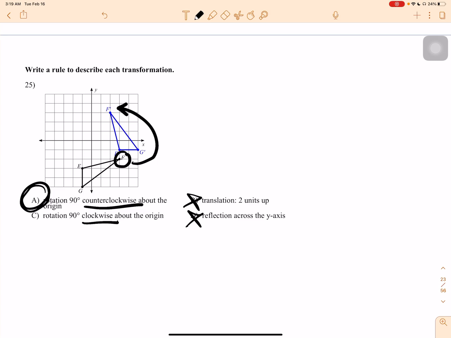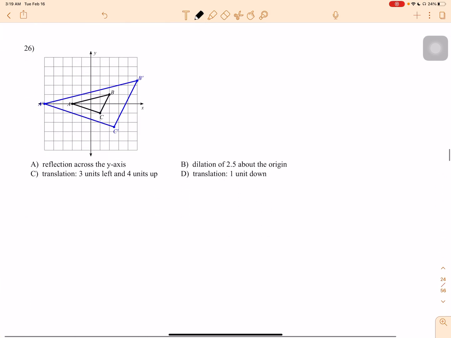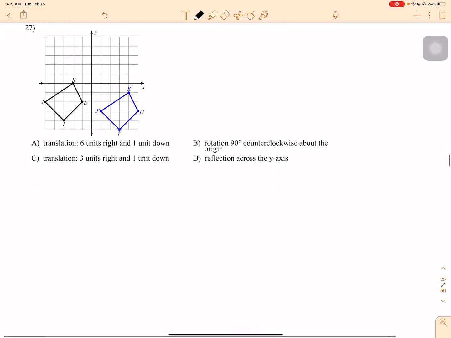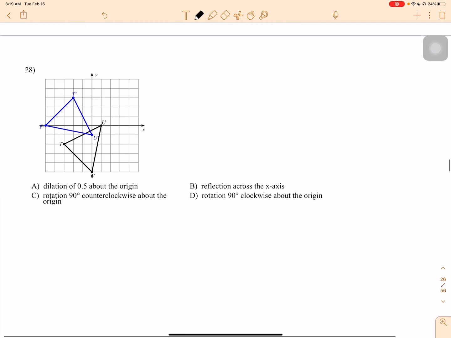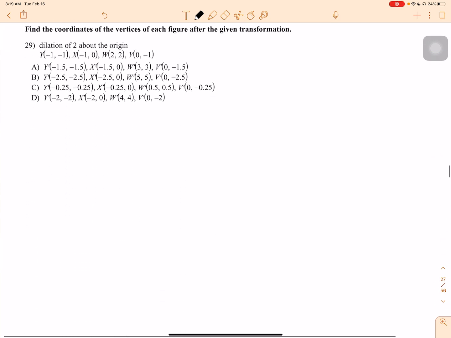Okay? That one's definitely a dilation. The blue one's a lot bigger. This one, I want you to try to figure out. It's relatively simple once you get the hang of it. This one, I can see what it is.